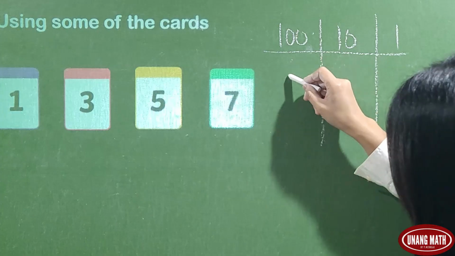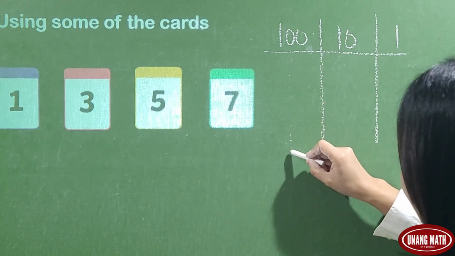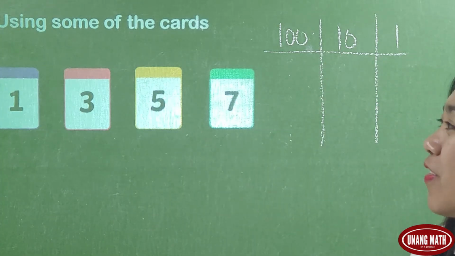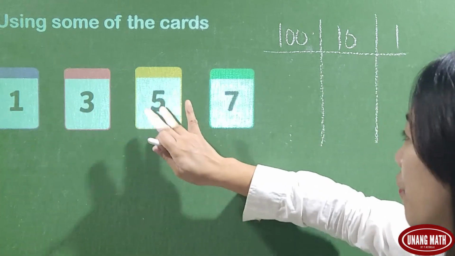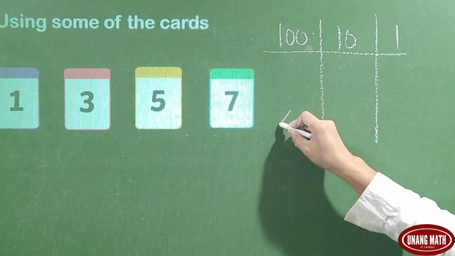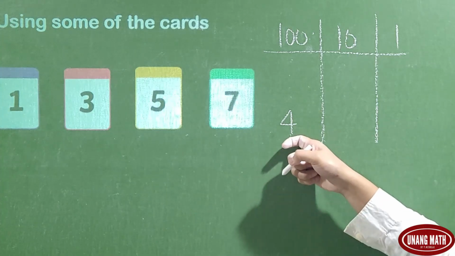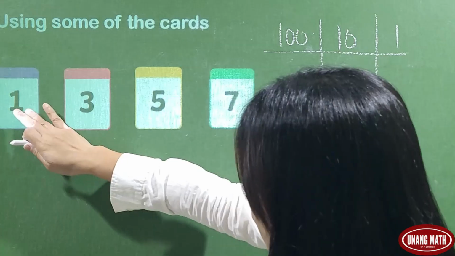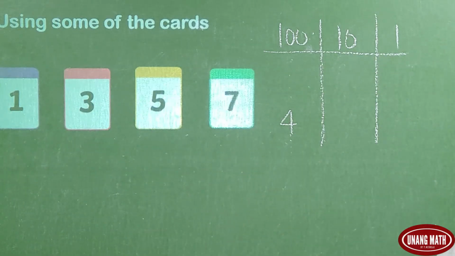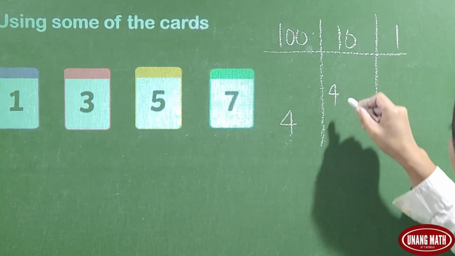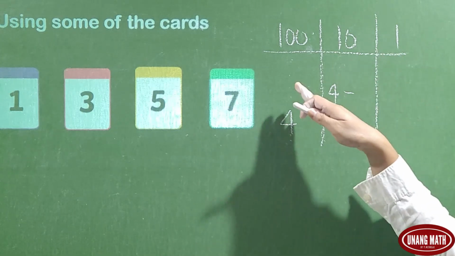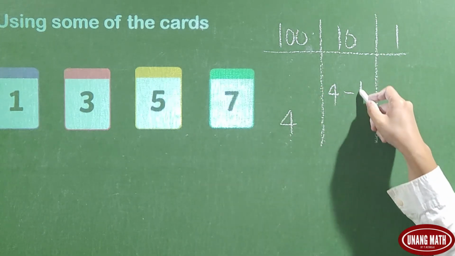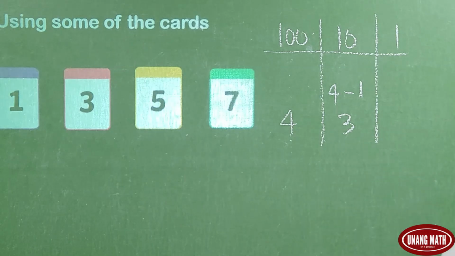So what are the possible numbers that we can write in the hundreds place? So we can write 1 or 3 or 5 or 7. So we have 4 numbers or 4 outcomes. What about in the tens place? We can write 1, 3, 5, or 7. So we also have 4. But since we already used 1, then we have to subtract 1. So we now have 3.